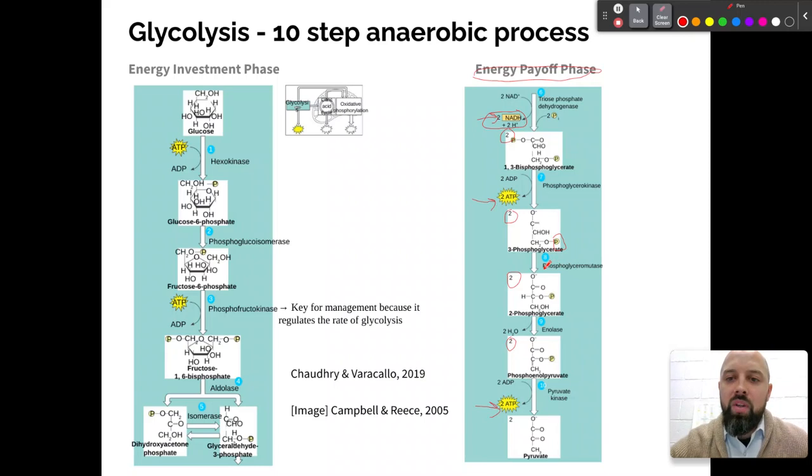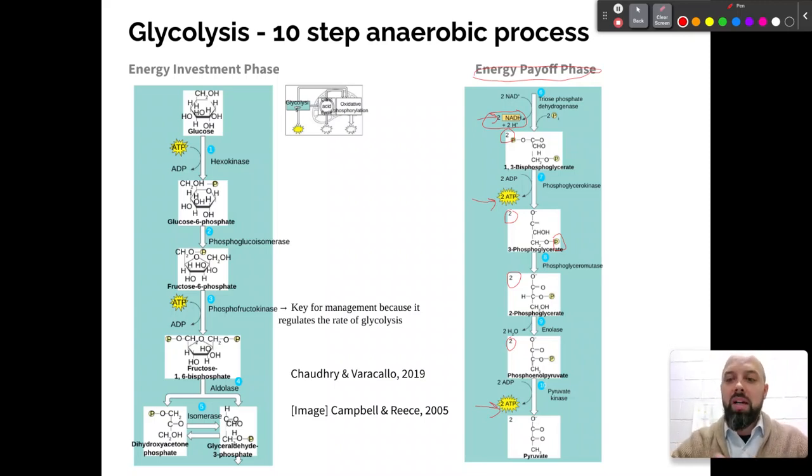In step 8, phosphoglycerate mutase would turn that 3-phosphoglycerate into 2-phosphoglycerate. And then in step 9, enolase would remove some water and create phosphoenolpyruvate. And in that last step, pyruvate kinase creates 2 more ATP in the formation of 2 pyruvate, which is another key product of glycolysis.